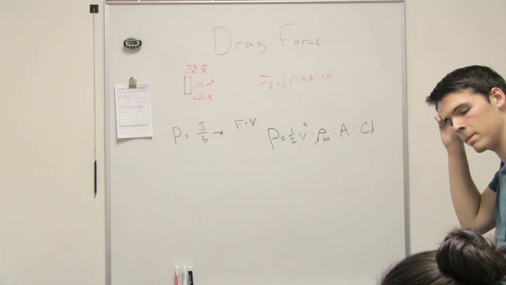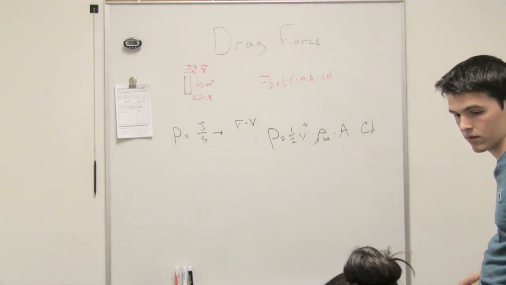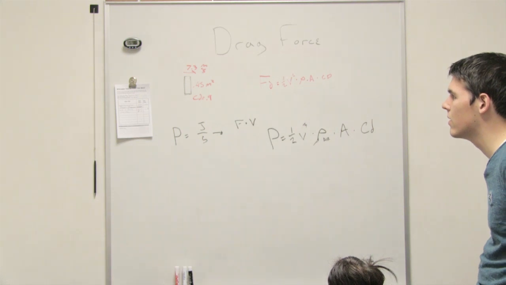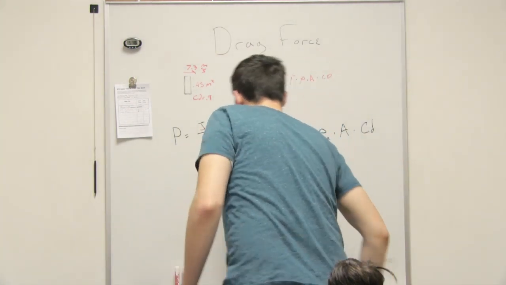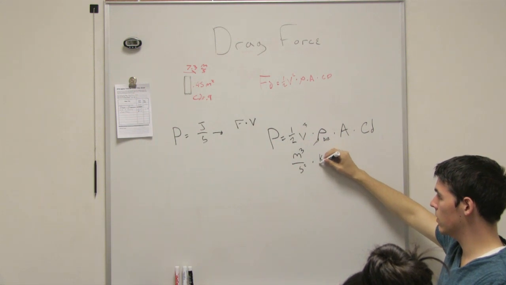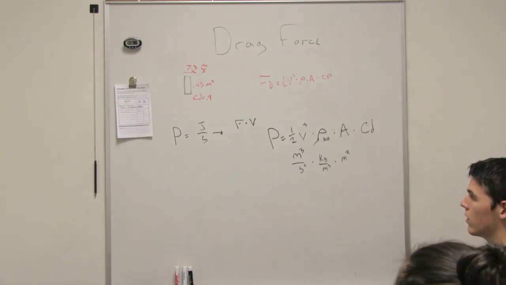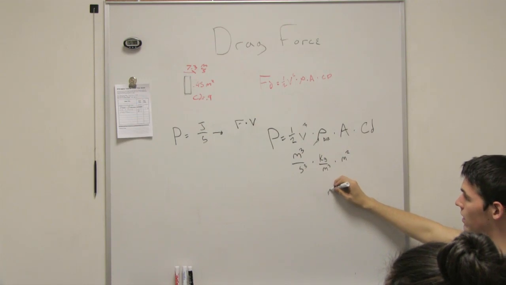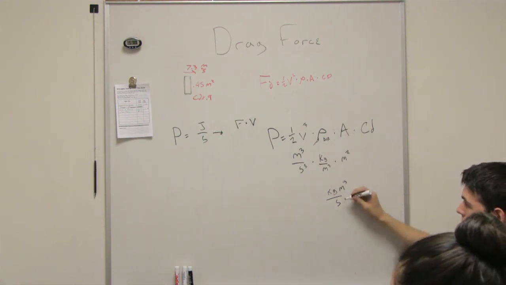Our velocity is 7.3 meters per second. I think the units will cancel out. Actually, they shouldn't cancel out. Did you cube the velocity? Meters cubed per second cubed times kilograms per meter cubed, times meters squared. So we should get kilograms meters squared per second cubed.